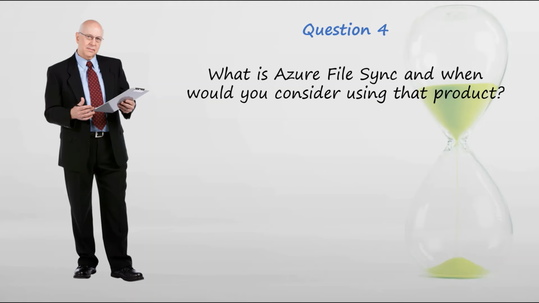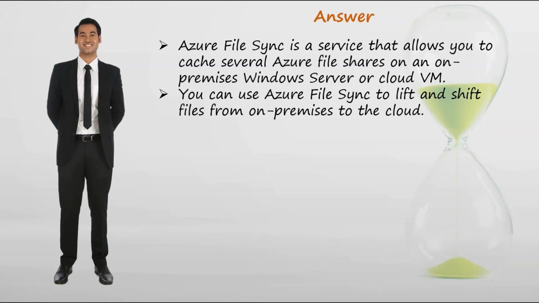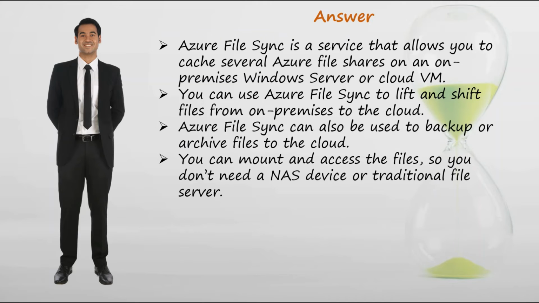What is Azure File Sync and when would you consider using that product? Azure File Sync is a service that allows you to cache several Azure file shares on an on-premises Windows server or cloud VM. You can use Azure File Sync to lift and shift files from on-premises to the cloud. Azure File Sync can also be used to backup or archive files to the cloud. You can mount and access the files, so you don't need a NAS device or traditional file server.